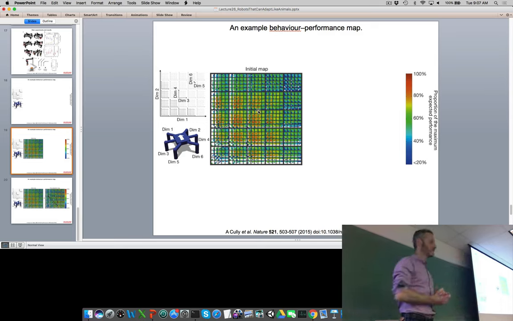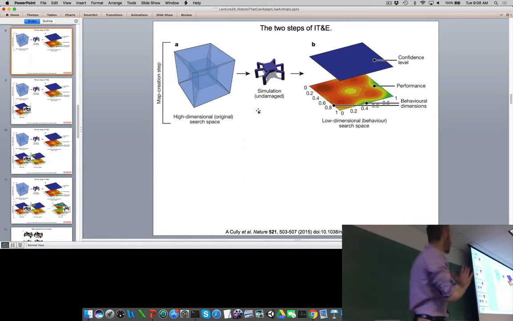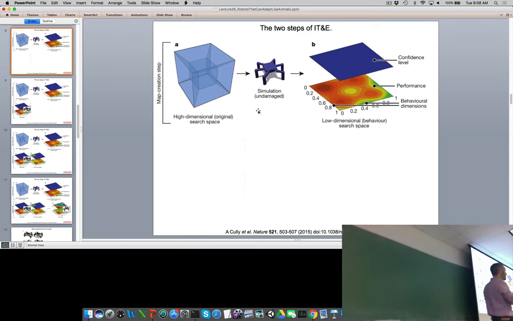So far, so good? Okay, so let's go back to the cartoon, which again is showing things in two-dimensional space. Just remember that this behavior search space is actually a six-dimensional space. As I mentioned, you can see here there's this confidence level. We haven't talked about this yet. The confidence level also has a pixel that corresponds to every pixel down here. So the confidence space is also six dimensions, and all the pixels are blue. What do you think that means?